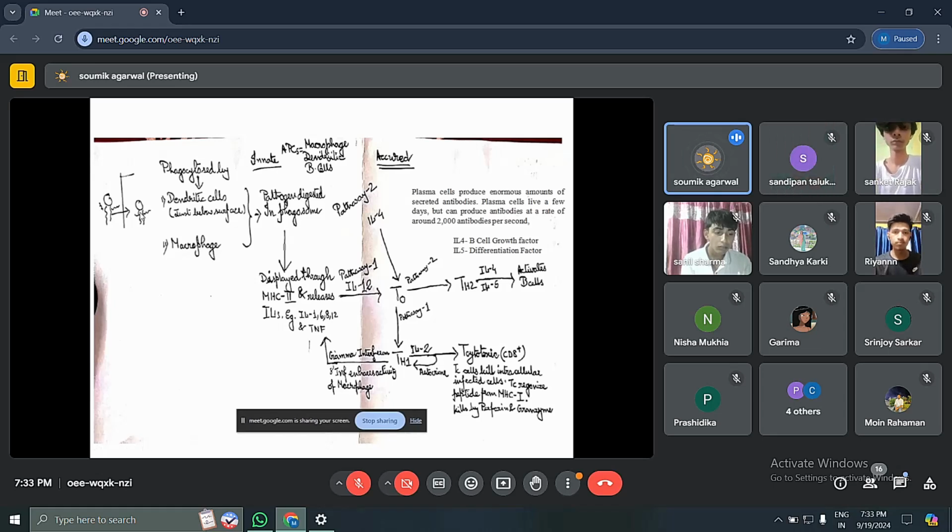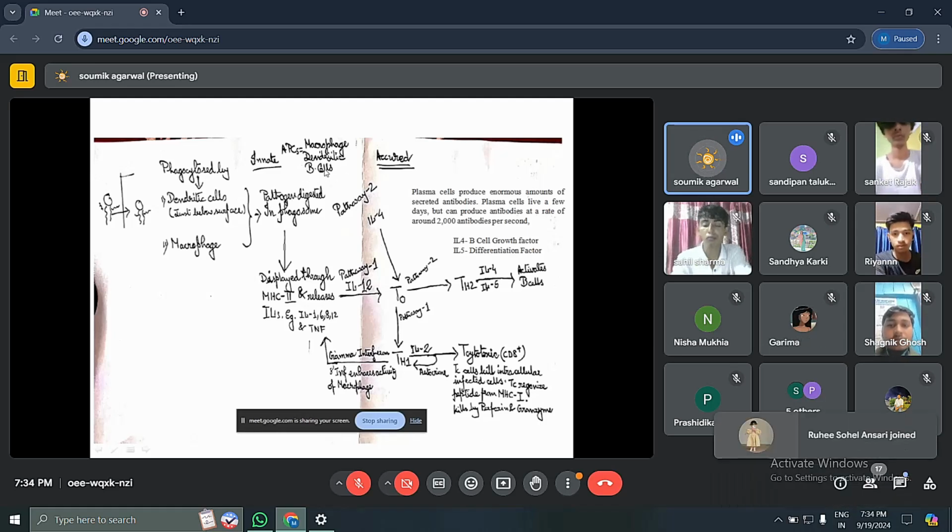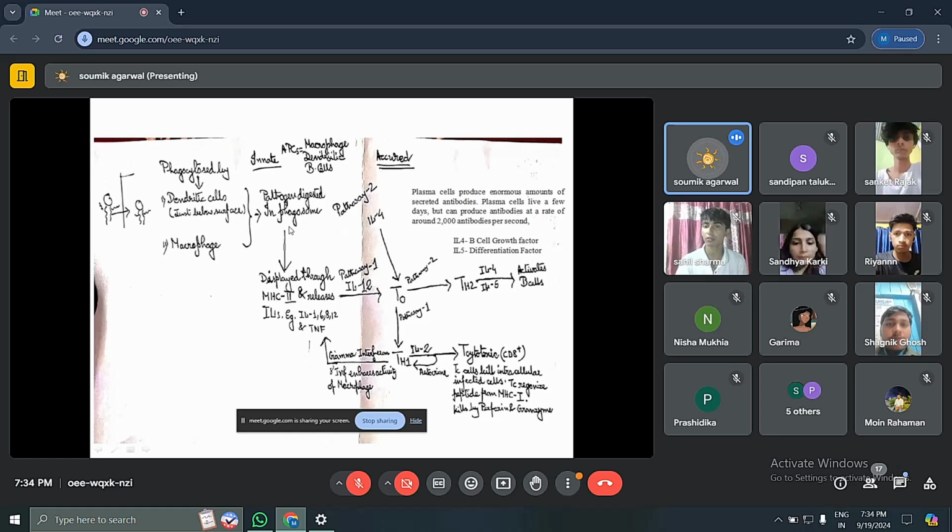So what will happen? There are some cells. In the last lecture, I mentioned two cells, basically dendritic cells and macrophages, and I also mentioned another cell, the B cell. These are called the antigen presenting cells or APCs. When a pathogen enters, this cell will phagocytose it and chop it into pieces, and through the MHC2 molecule it will expose it to another T cell called the T naive cell or T0 cell.